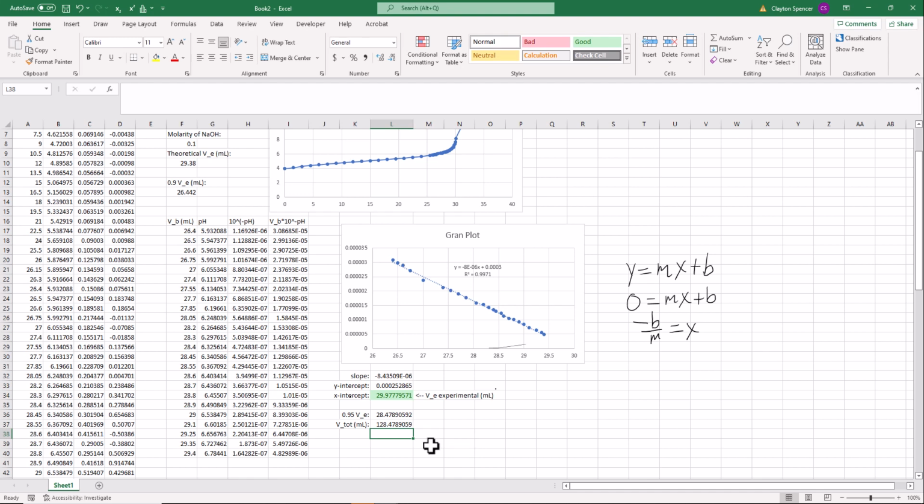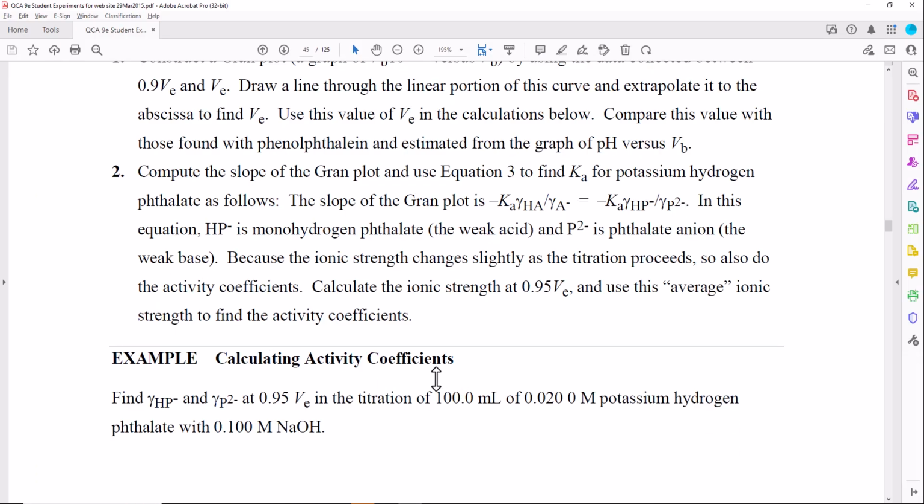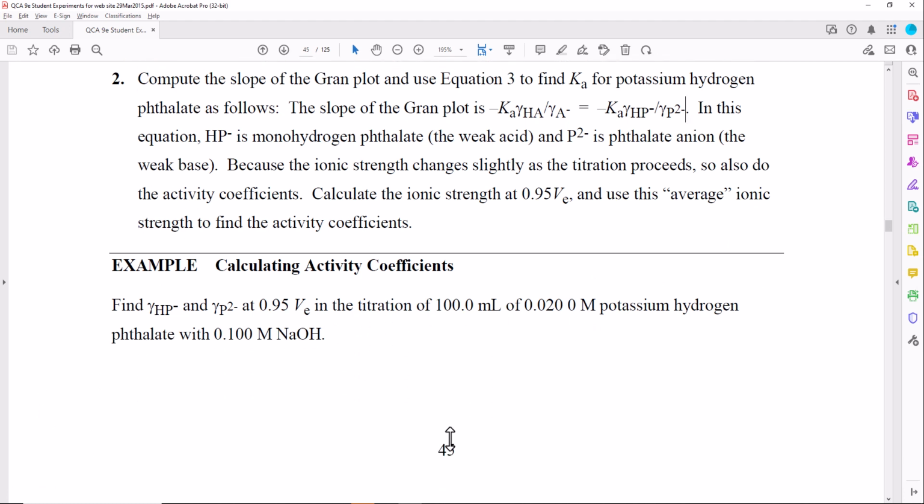So let's go back and learn how to do this by looking at this example. All right, so this example says calculating the activity coefficient. So in this example, we're going to find it at 0.95 VE in the titration of 100 milliliters of 0.02 molar potassium hydrogen phthalate with 0.1 molar sodium hydroxide. All right, so our concentrations might be a little bit different, right?